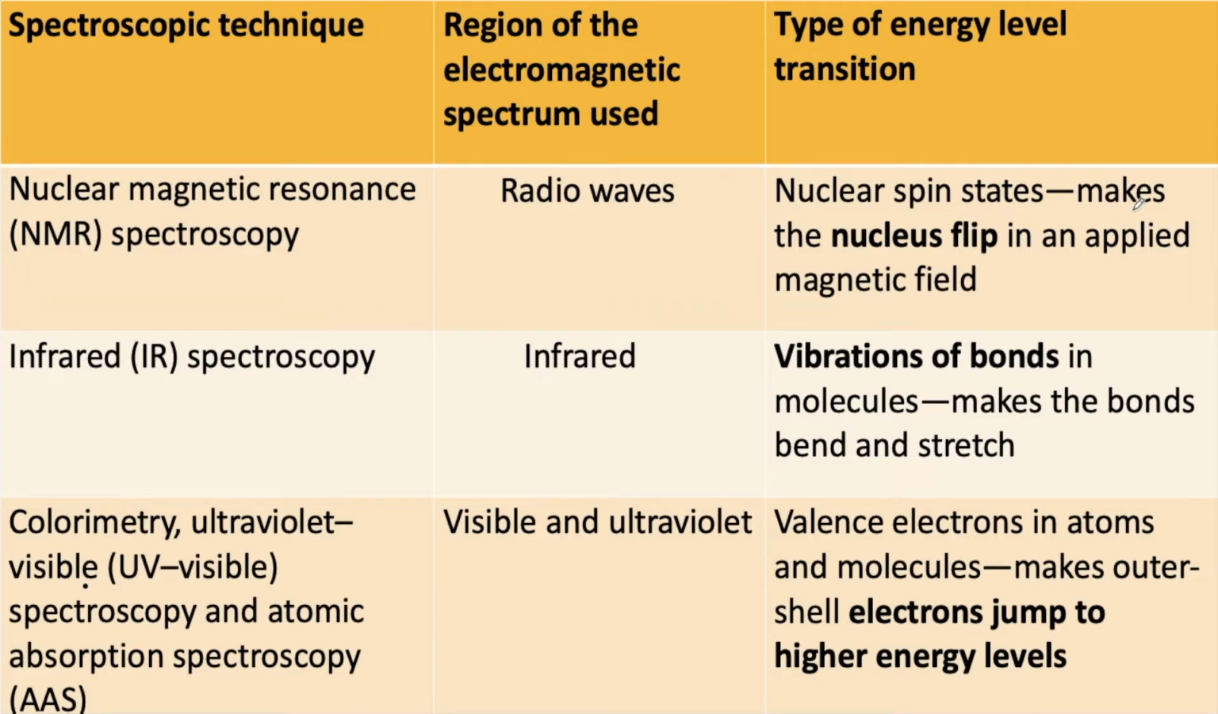So let's recapitulate all these spectroscopy techniques which we discussed in the previous slide. First we have nuclear magnetic resonance spectroscopy, and in this branch of spectroscopy, radio waves are used. When these radio waves are made to interact with the sample, the nuclear spin states are involved. Or I can say that nuclei will flip, they will turn upside down. We will be discussing all these in detail in our coming classes.